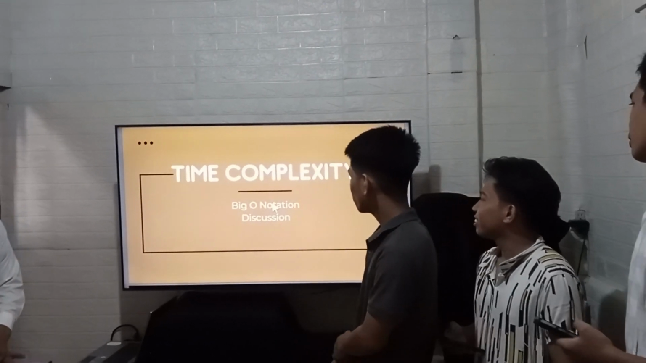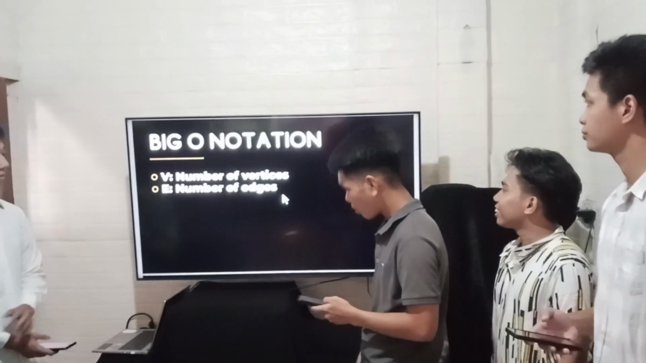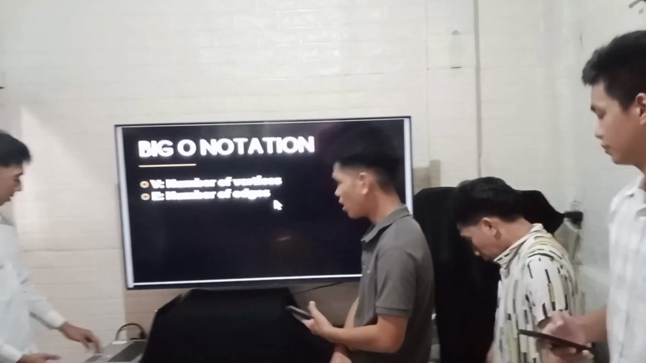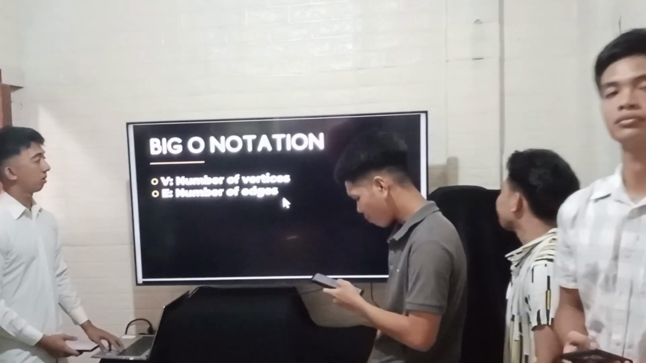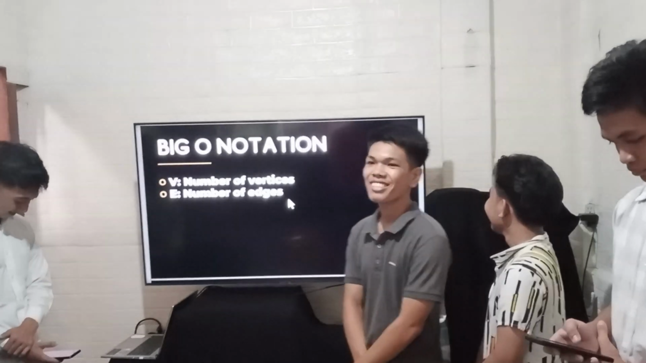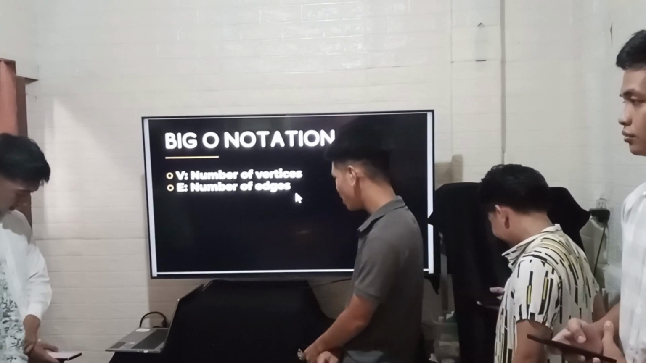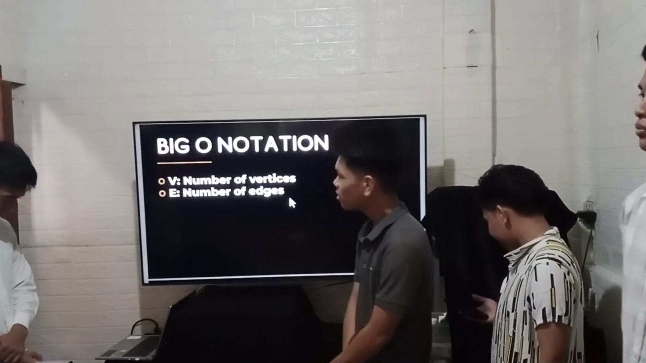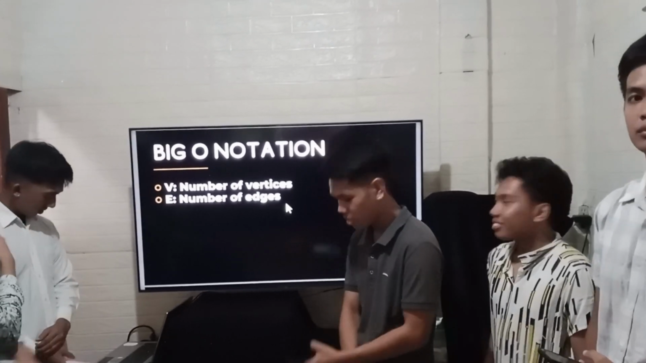Time complexity, big O notation, and the discussion. Now let's talk about the complexity of Dijkstra's algorithm. The time complexity is written as O((V + E) log V), where V stands for the number of vertices and E is the number of edges.